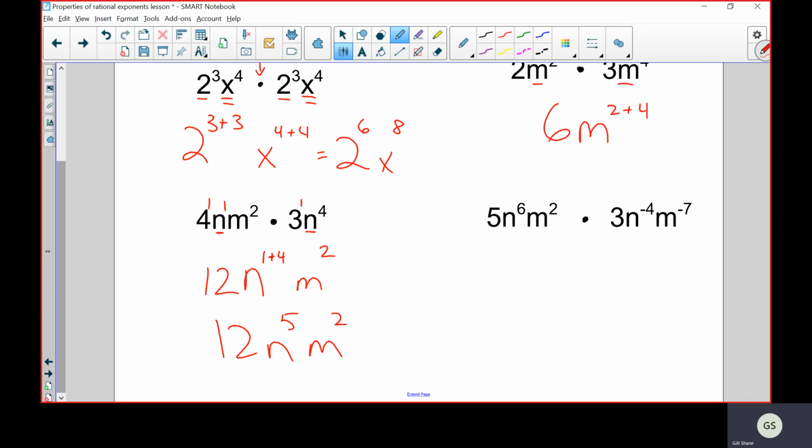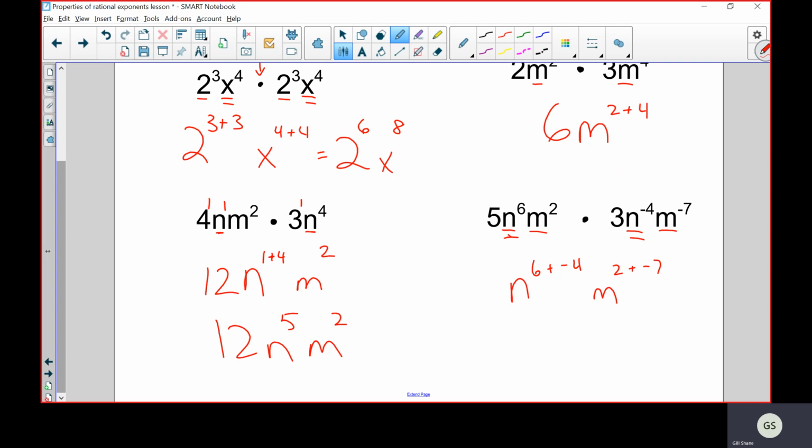Well, this is hard to explain, but you can. Which ones can I combine? Where am I going to combine exponents? So the M's are the same base with each other. N is only the same base with the other N. So on those, I can add those exponents. So the N, I can say 6 plus, what is it, -4. M, I can say 2 plus -7.